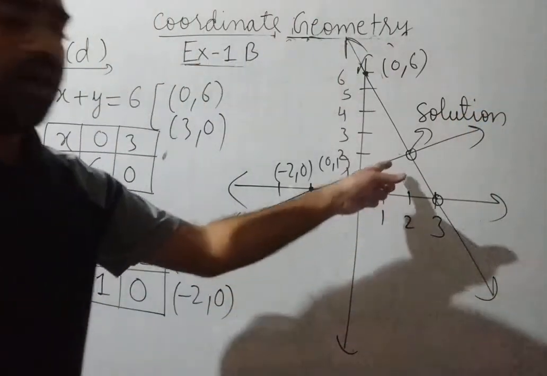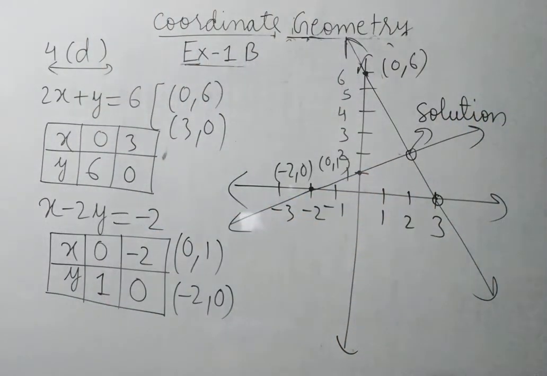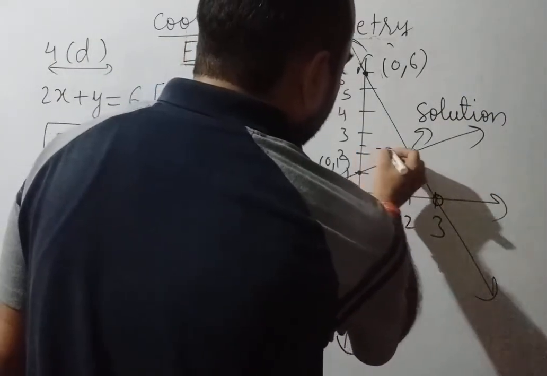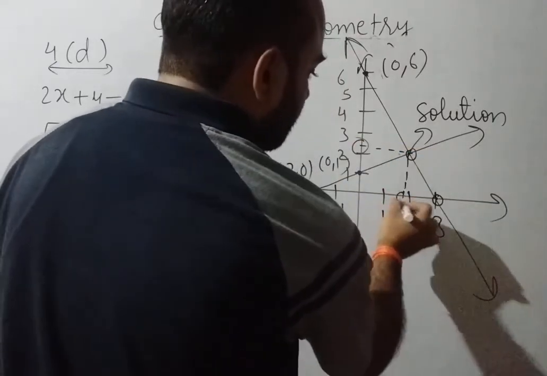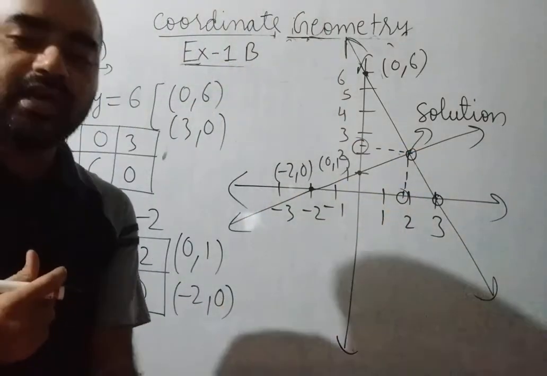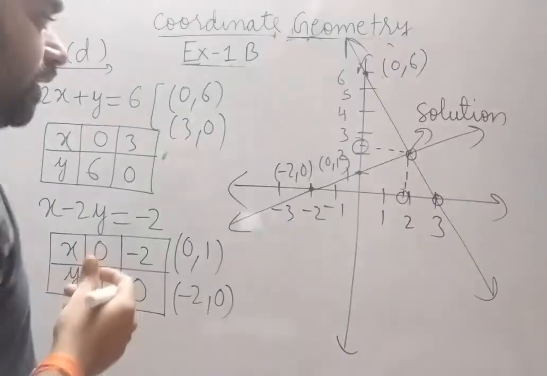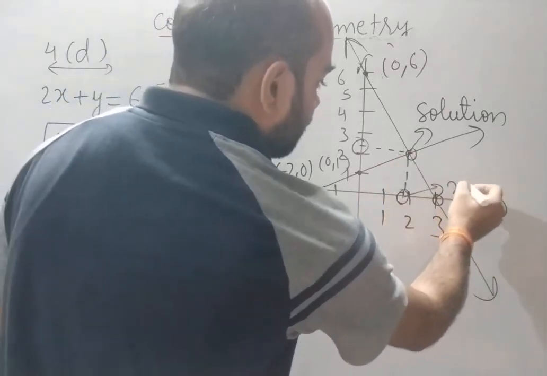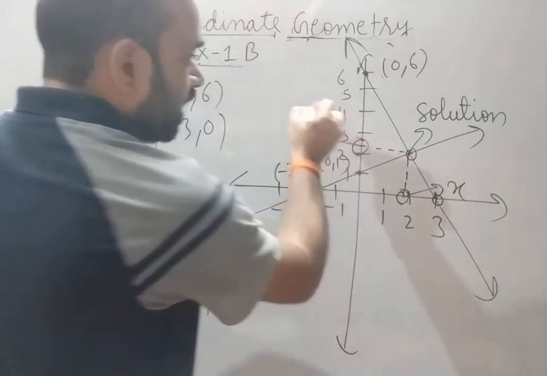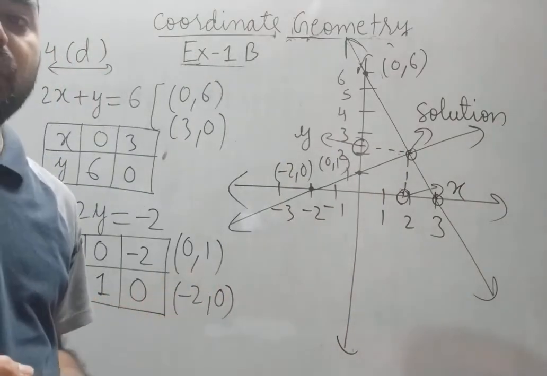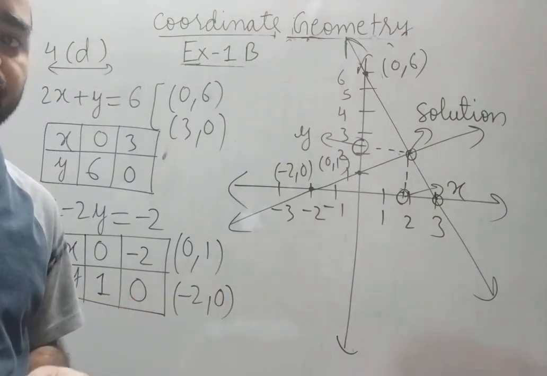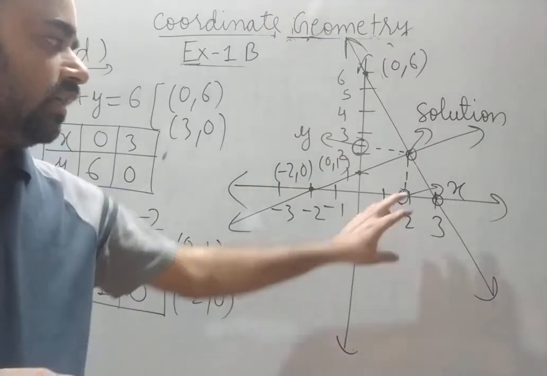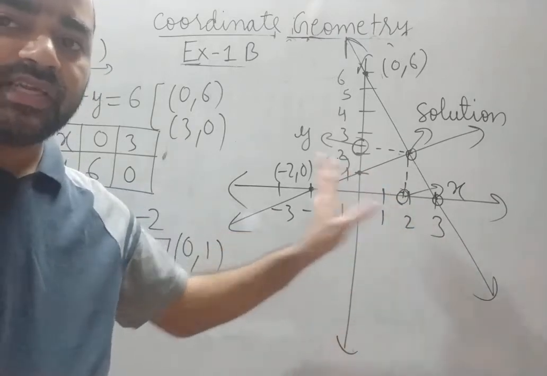Correct? So how to find the coordinates of the common point or point of intersection? We have to draw the perpendiculars on both the axes. How to obtain the coordinates of any point? We draw the perpendiculars on both the axes. When you draw the perpendicular, this will give the x value and this will give the y value. That will be the solution of the given simultaneous linear equations. Understood? I am explaining the method. When you plot on the graph, these two values, x and y, will give the solution. Next.